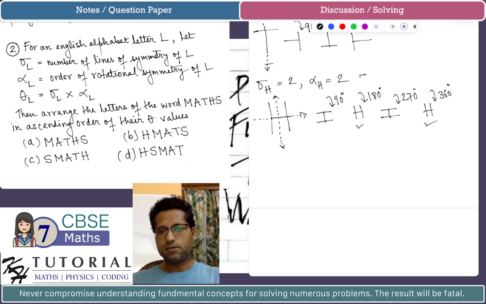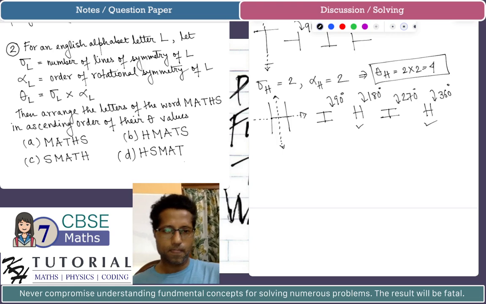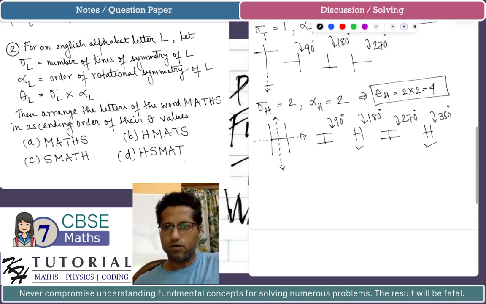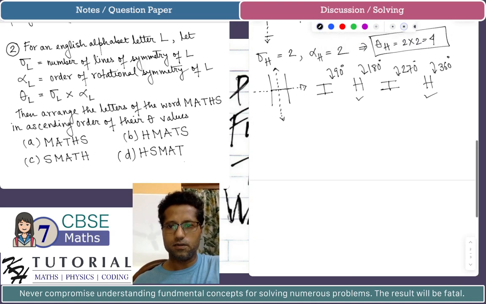So this implies theta H is equal to 2 into 2 equals 4. So theta H is equal to 4. Okay, fine. What letters are left? S. We have to consider S.